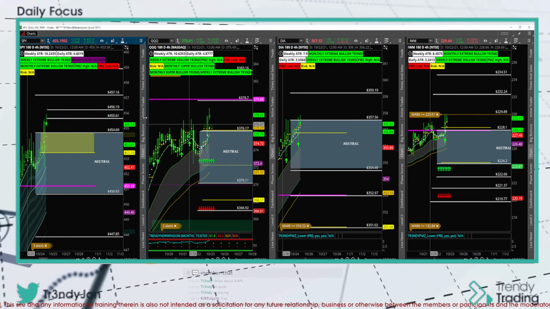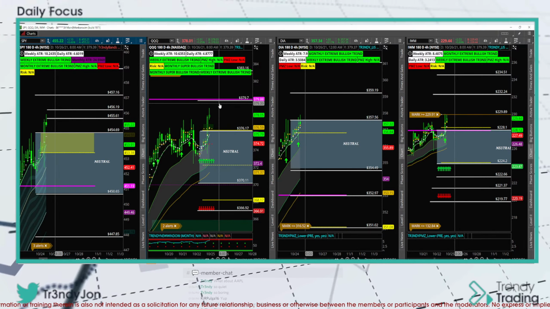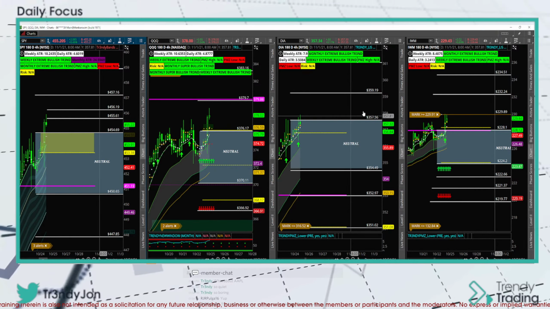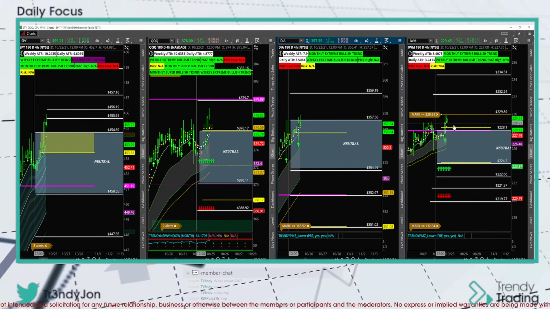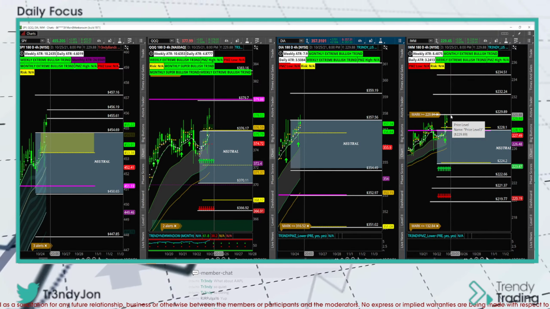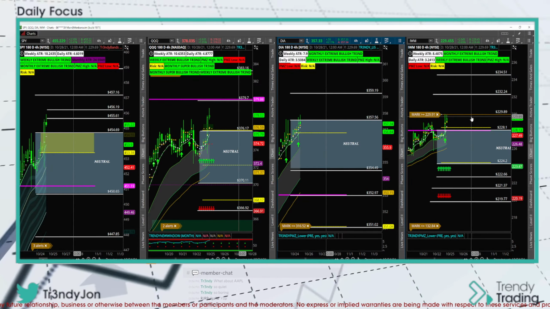The next thing is over here on the QQQ, same thing. We're looking for 379.70. Over here on the DIA, looking for 359.19. And then over here on IWM, we did hit T1 to the upside, and I went ahead and got out of that position as well.